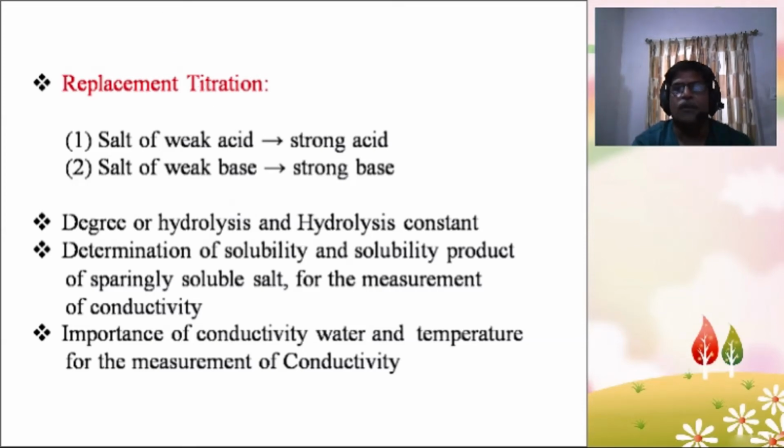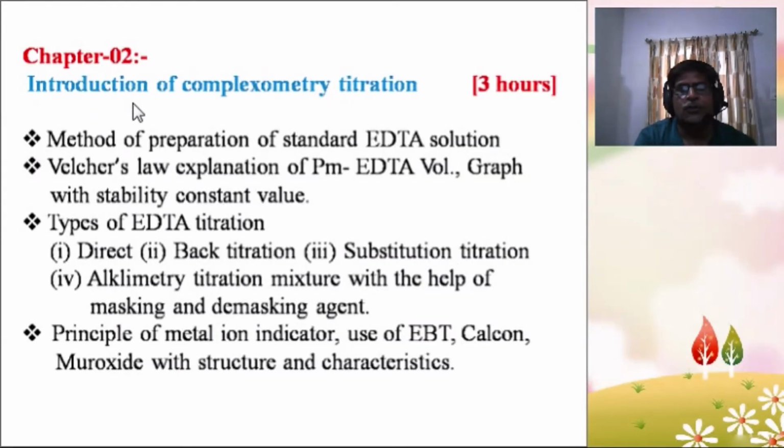In Chapter 2, introduction of complexometric titration, students are able to understand the method of preparation of standard EDTA solution, Welcher's law, explanation of pM versus EDTA graph with stability constant value, types of titration: direct titration, back titration, substitution titration, alkalimetric titration, mixture titration with the help of masking and demasking agents, principle of metal ion indicator, use of EBT and calcon with structure and characteristics.